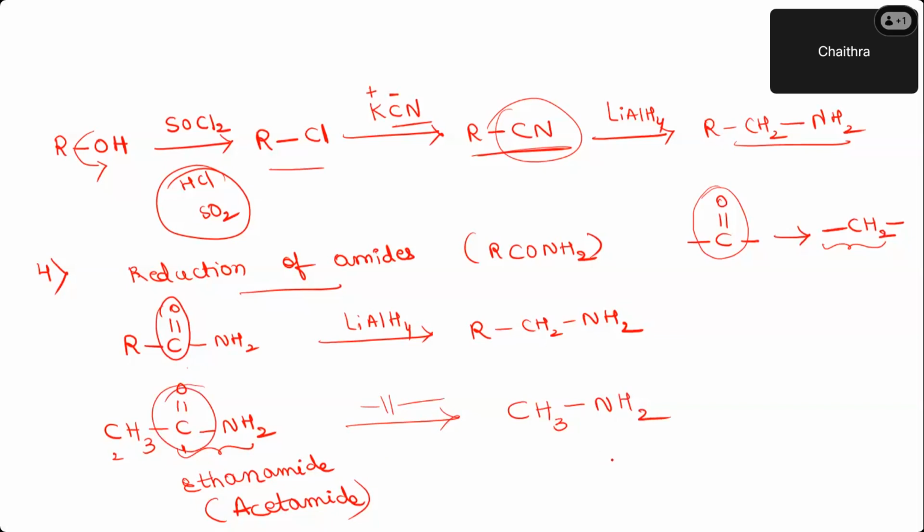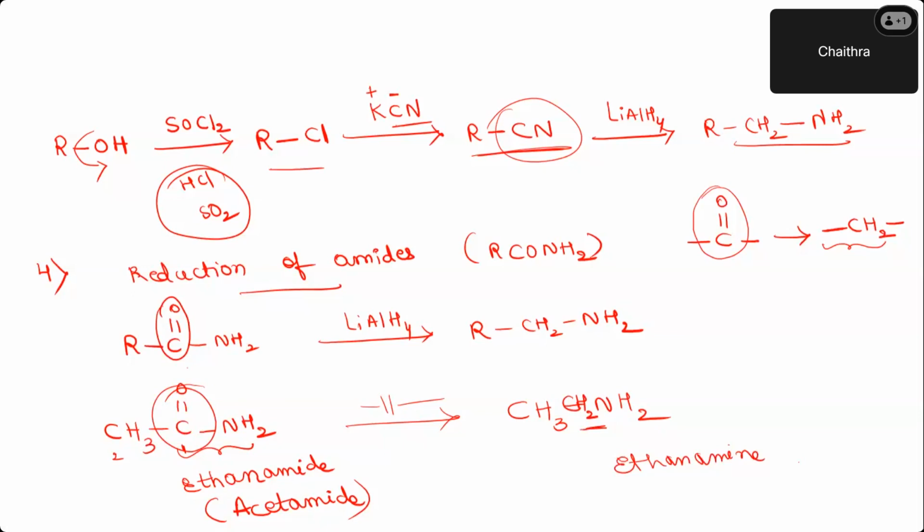So this is nothing but, I'm sorry, this you have to convert into CH2. So you will get ethylamine. You just keep CH3 as it is and the C double bond O, you convert it to CH2. So you get ethanamine. So this is another method of preparation. Okay, very good, Lakshmi.